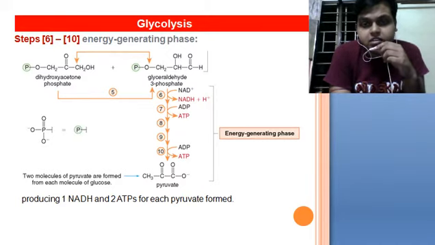Whenever this glyceraldehyde 3-phosphate undergoes further reactions, it utilizes ADP molecules and new ATP molecules are synthesized, along with the production of NADH, and at last it is converted into pyruvate. As ATP is synthesized in these reactions, they are termed the energy generating phase.